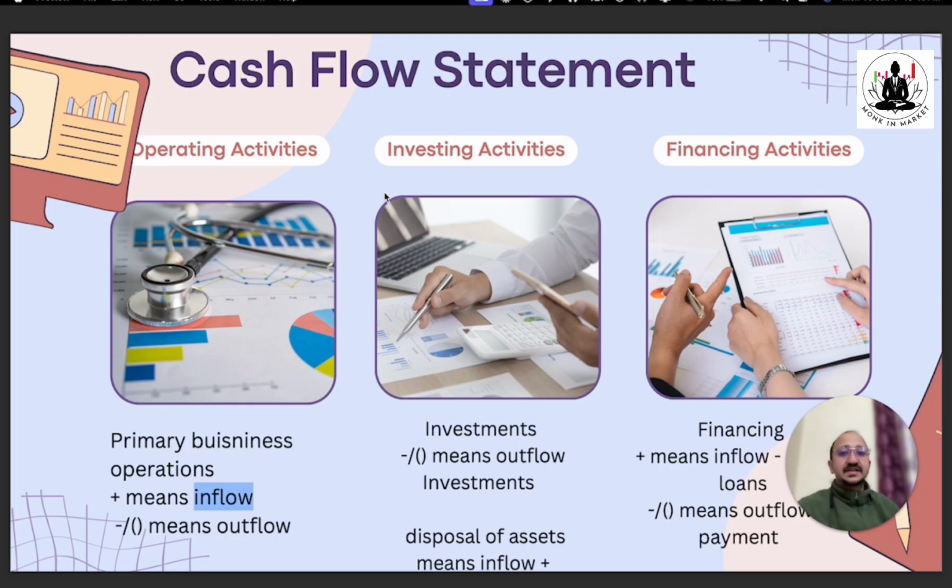Now, next comes investing activity. Guys, I am a teacher, I earn money from teaching, right? But I can earn money from other sources as well. Those sources could be real estate, crypto, or the stock market. So I can invest money in these places. I get money from teaching, that is operating activity.